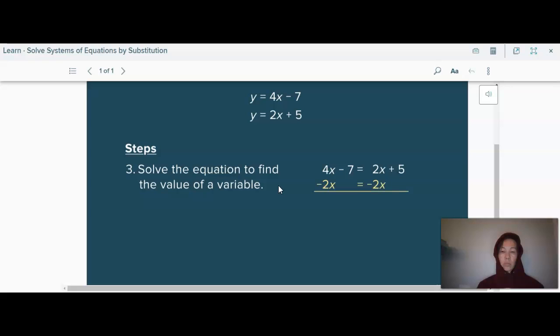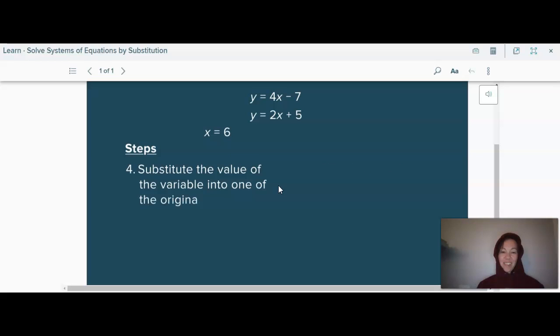Subtract 2x from each side. Then add 7 to each side. Divide each side of the equation by 2. X is equal to 6.